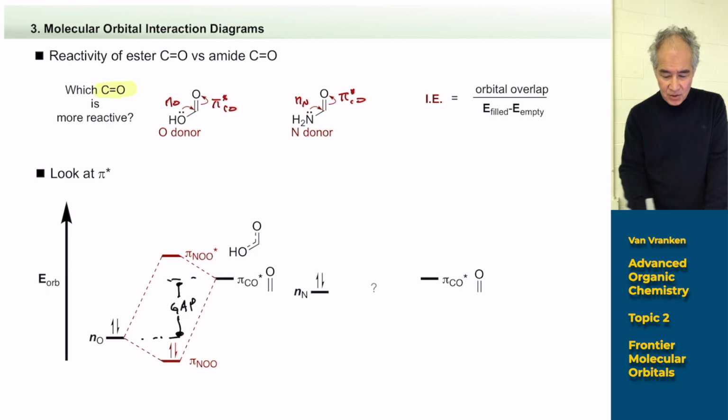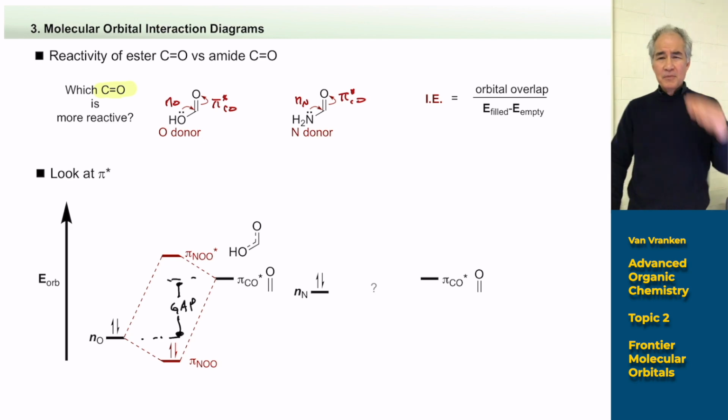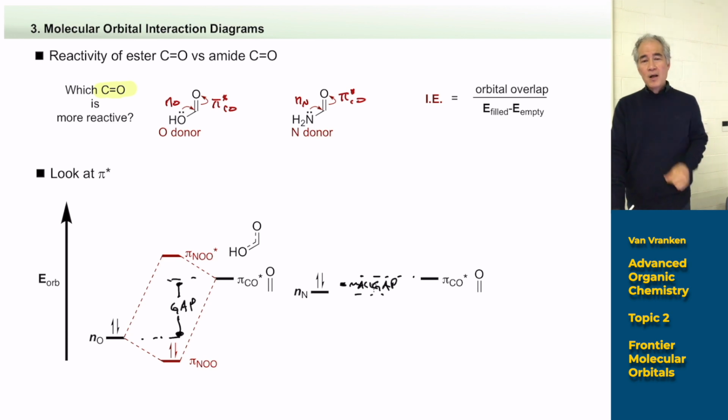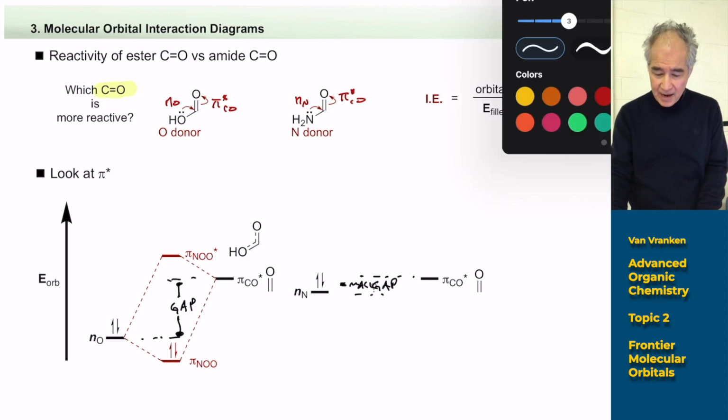Now, what happens when I go from a non-bonding orbital on oxygen to a non-bonding orbital on nitrogen? Well, nitrogen is less electronegative. That lone pair on nitrogen, the non-bonding lone pair, should be higher in energy. And what that means, because it's higher in energy and the CO is in the same place, pi star CO, this gap is going to be smaller. Look at that gap. Smaller. How much smaller? I don't know, but I'm being qualitative. These diagrams are qualitative. And if you get a smaller gap, you'll get bigger interaction energy out of this.